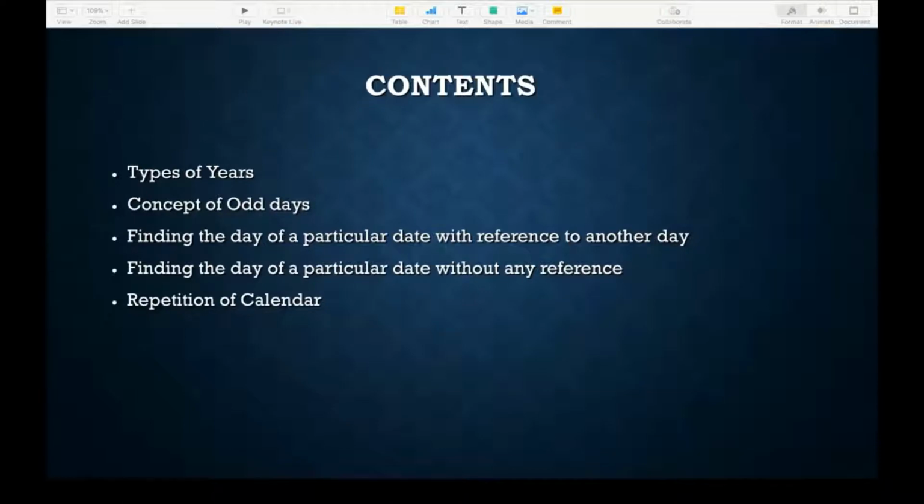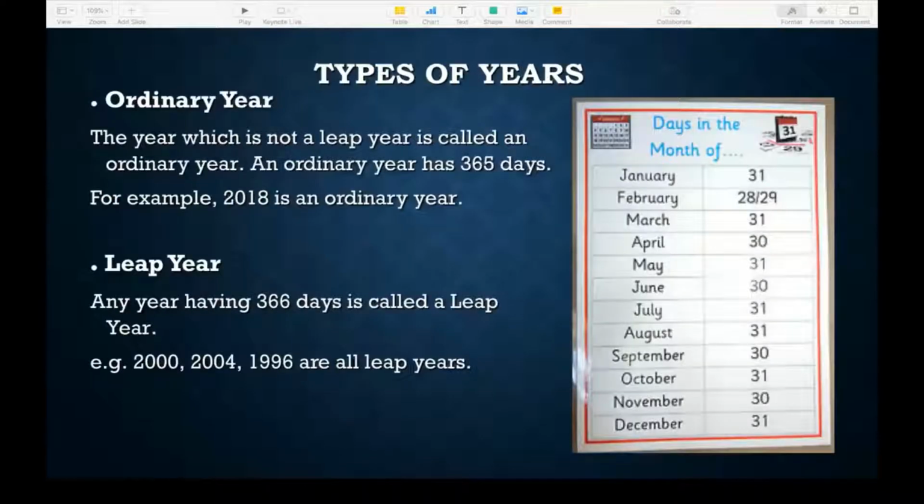Now first of all, let's look into the types of years, because ultimately calendars are based on dates, months and years, right? So what are the types of years? There are two types of years, ordinary year and leap year. Ordinary year, we also call it a non-leap year. It contains 365 days. And then there's a leap year, which contains 366 days. We get an extra day in the leap year in the form of 29th February.